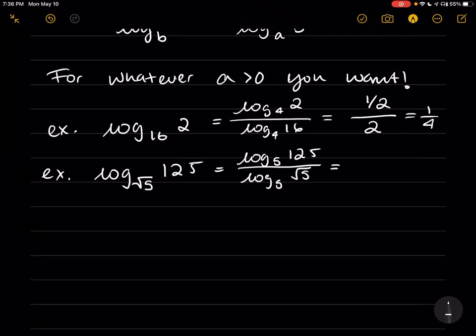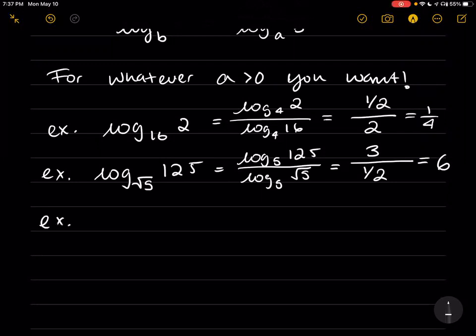Let's see, I said 125 was 5 times 5 times 5, so 5 cubed. So log base 5 of 125 is going to be 3. And then log base 5 of the square root of 5, I think it's going to have to be 1/2. And then this simplifies down to just 6. Wow, so we used the change of base formula to simplify log base the square root of 5 of 125. That's pretty good. You could even go back the other way.